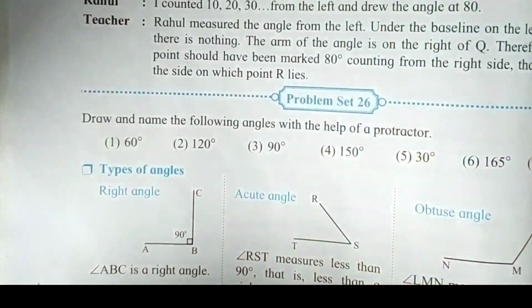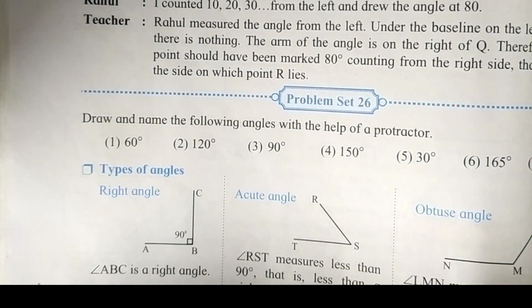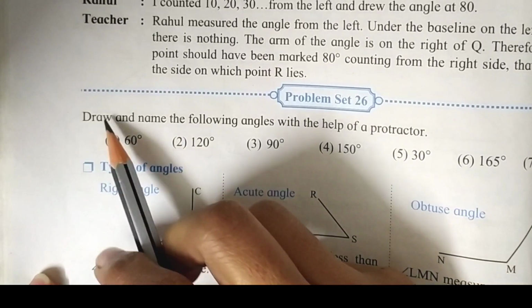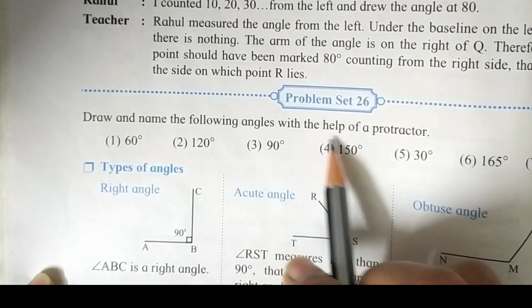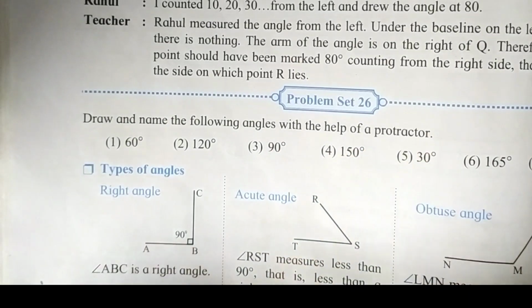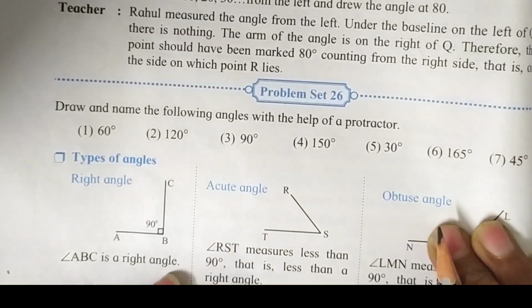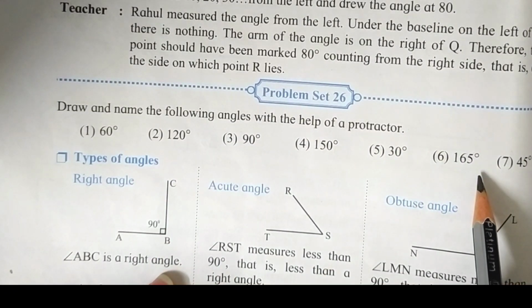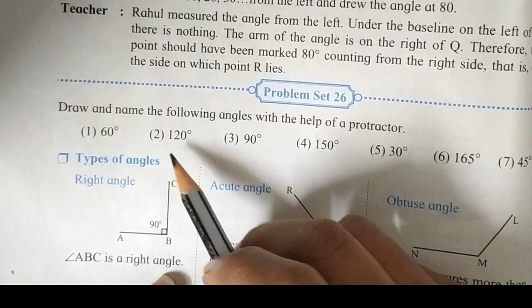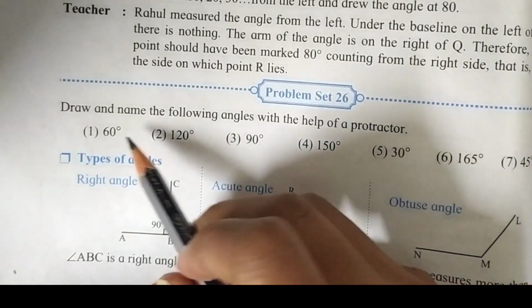Let's turn towards problem set 26. Here, the question is, draw and name the following angles with the help of a protractor. There are 7 angles and each and every angle has a different measure. So let's start to draw our first question, 60 degree.